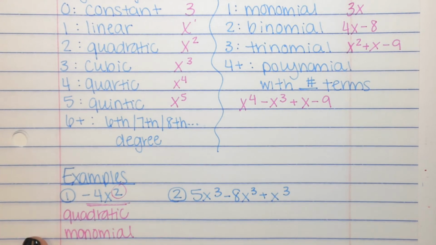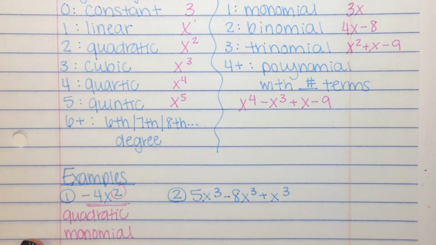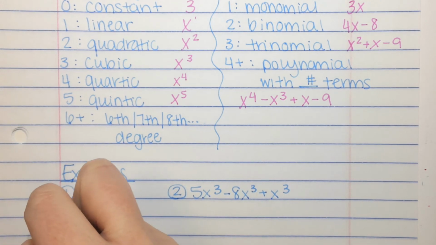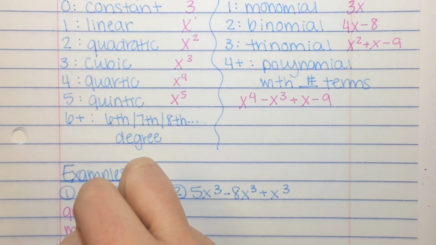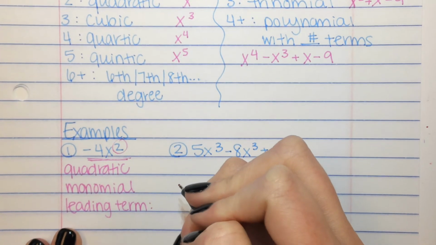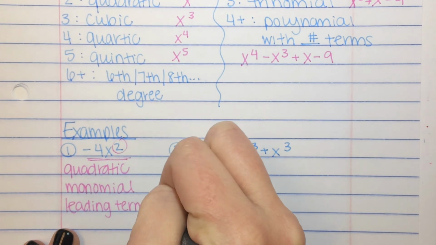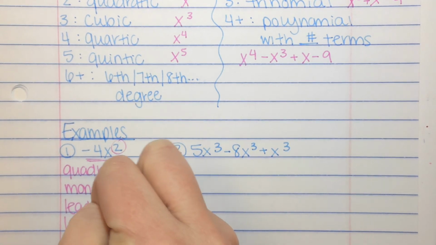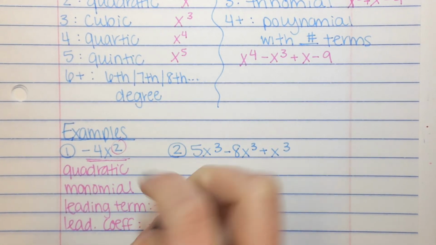Okay, we're gonna go ahead and practice this next part, and because you will be asked in Math Excel. All right, so the leading term is this. It's the only one we've got. So the leading term is just negative 4x squared. The leading coefficient is negative 4.